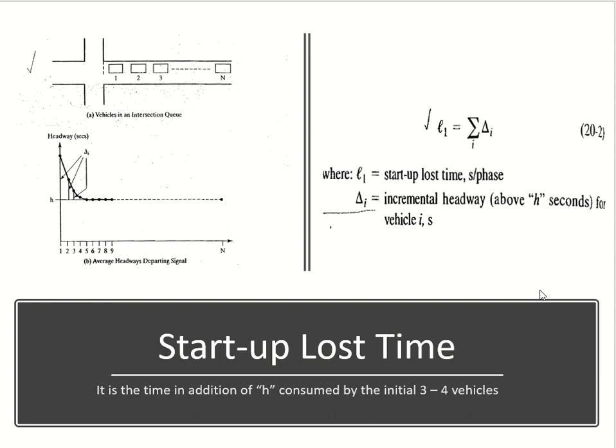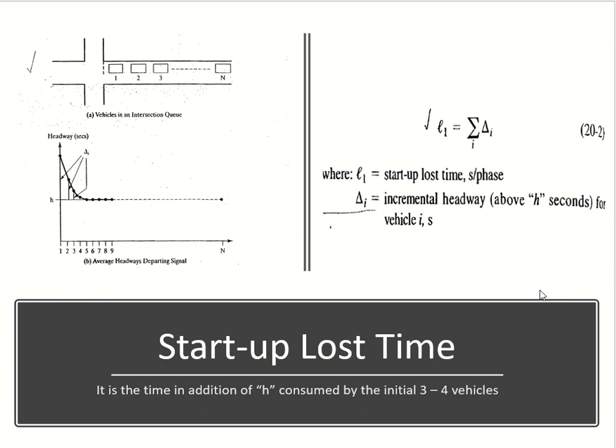When you compare the saturation headway and the headway of the first 3-4 vehicles of the queue, the first 3-4 vehicles have more, right? Their headway is more. So when you take the difference between the saturation headway and the headway of the first 3-4 vehicles, their difference is known as startup loss time. Startup loss time is the extra headway which is consumed by the first 3-4 vehicles in the queue. Extra meaning in comparison to saturation.